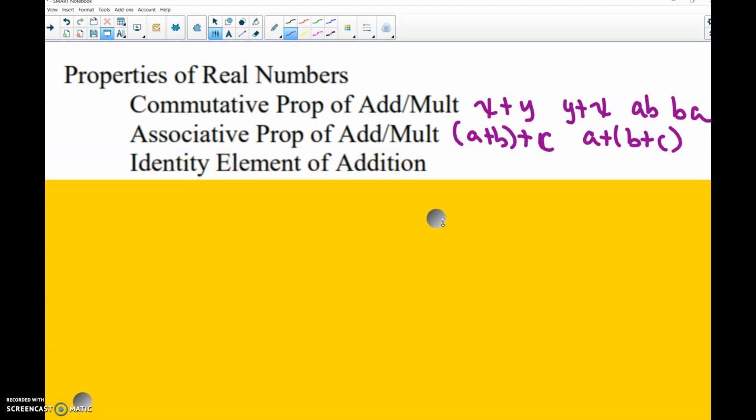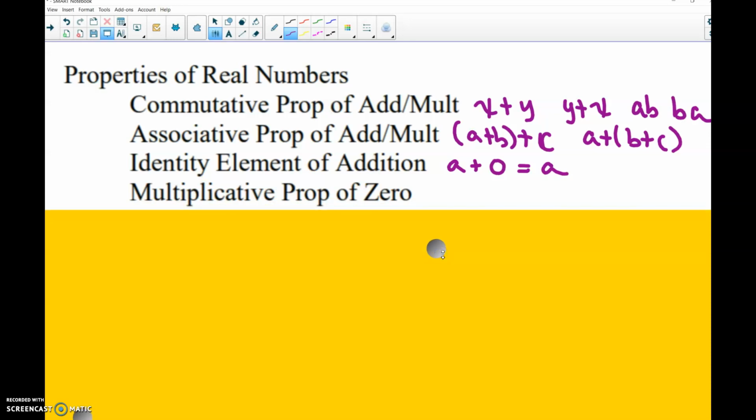The identity element of addition. Think about what number could you add to any number in the universe and you would result in that same number as the answer. So what number could you add to 5 that your sum would result in the answer being 5? If you said 0, you are correct. So the identity element of addition would be 0. So A plus 0 will always give you back A for all real numbers that A is representing. You can plug in any real number in for A, adding 0 to it will result in it staying itself.